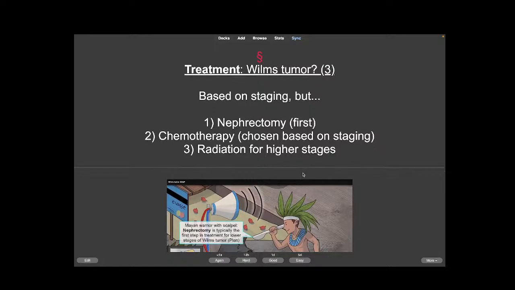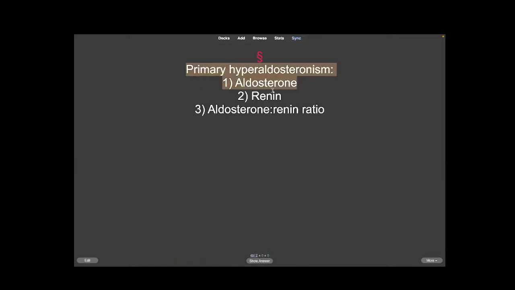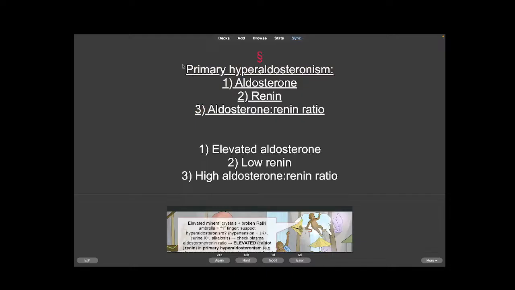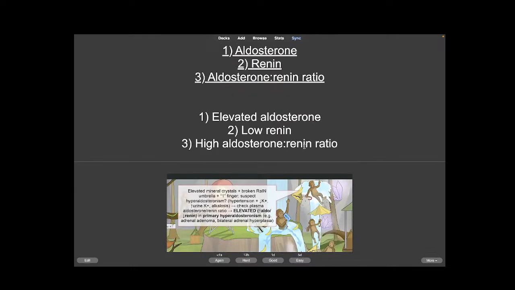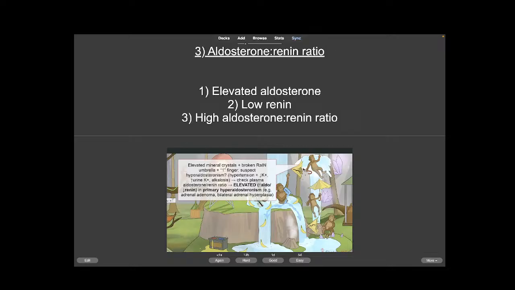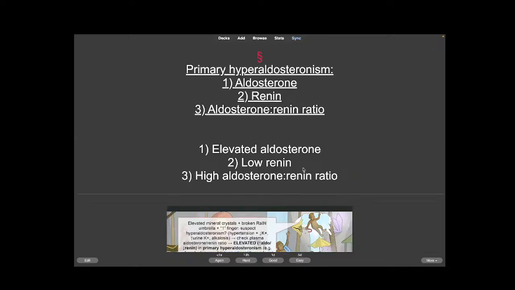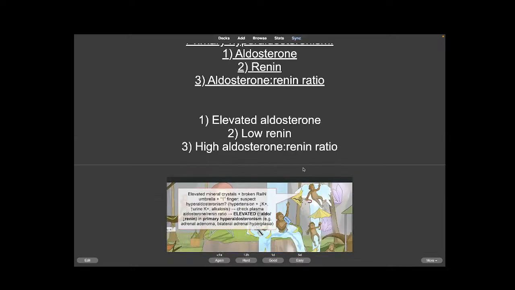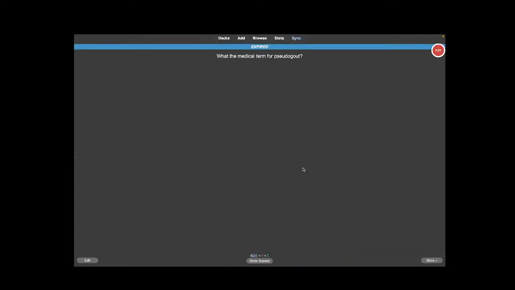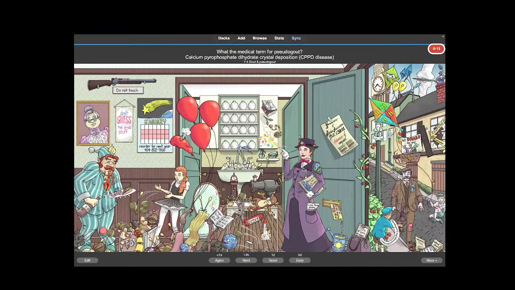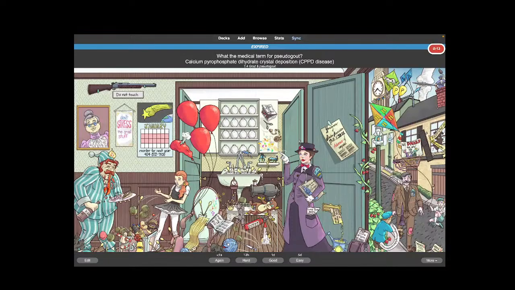Primary hyperaldosteronism: aldosterone, renin, and the ratio of the two. So we have elevated aldosterone. There is low renin. Oh, so the ratio is high. Very interesting. Okay. So what's the medical term for pseudogout? We're looking at calcium pyrophosphate dihydrate crystal deposition. Oh, that's CPPD. Calcium pyrophosphate dihydrate crystal deposition.